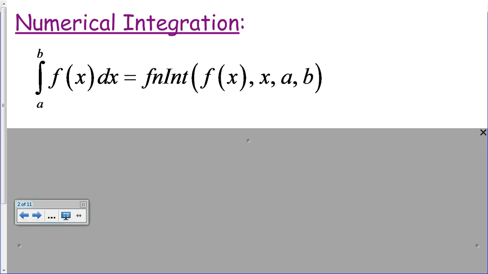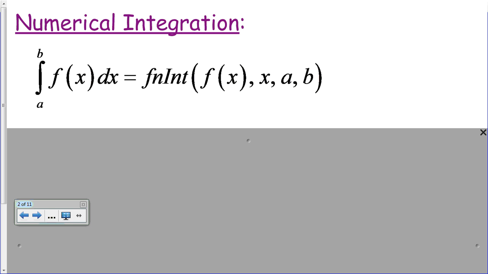And so here is that command. If you want to calculate the definite integral from a to b of f of x dx, your calculator has a command that allows you to do that calculation. It does an approximation, but it's a pretty good approximation. The name of the command is fnint. It's under your math menu, right below the nderiv command.